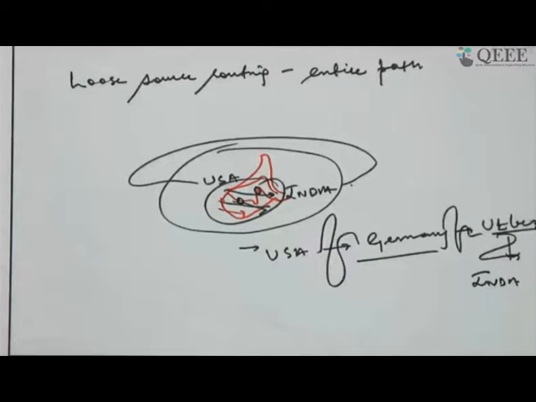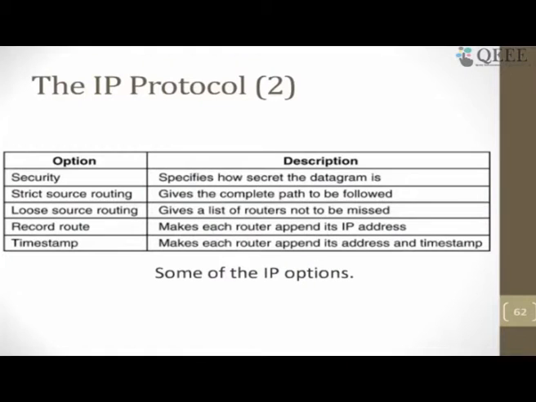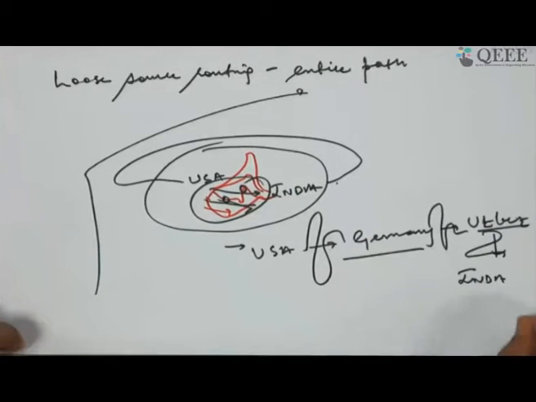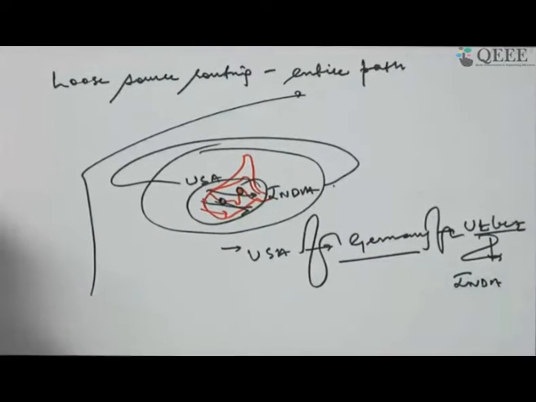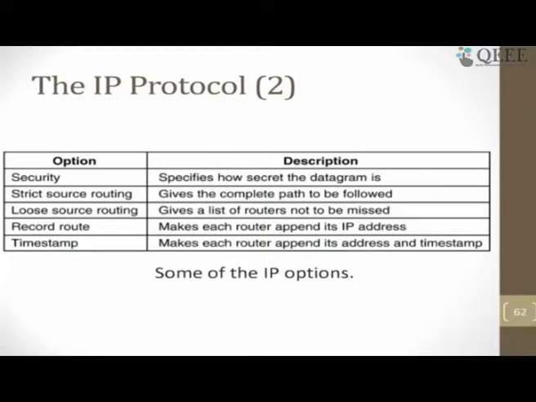It cannot go the other way around. So that is what is called strict source routing. I guess this is clear. Fine. So next part is what?